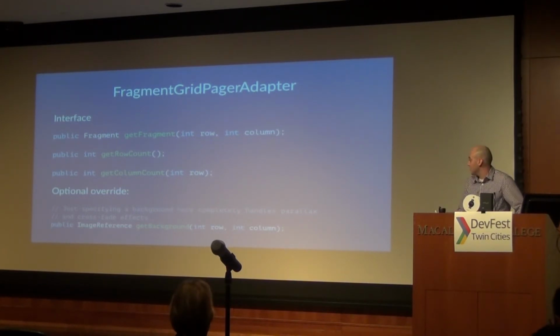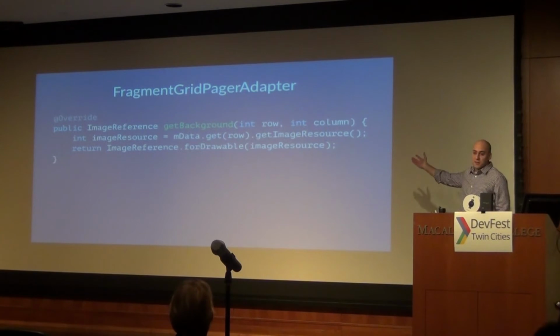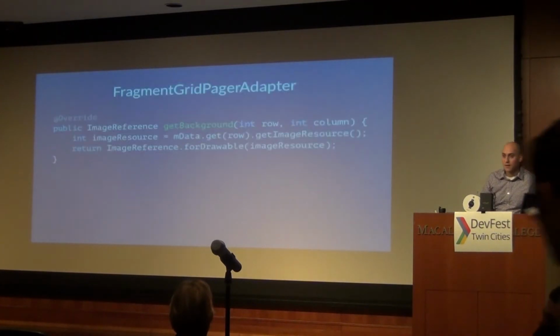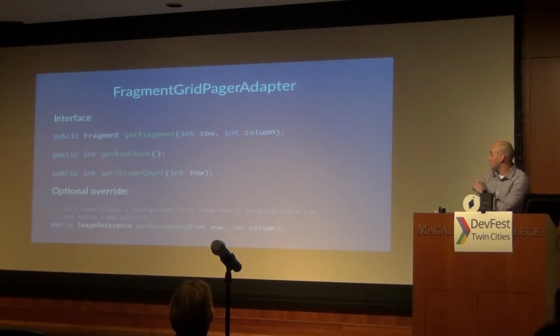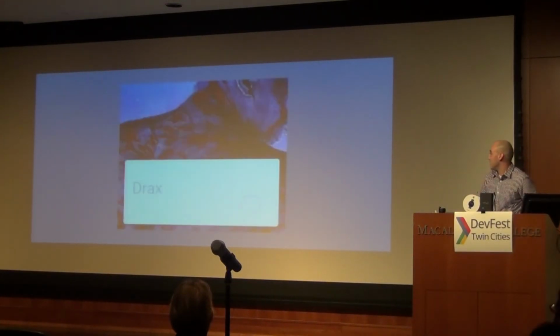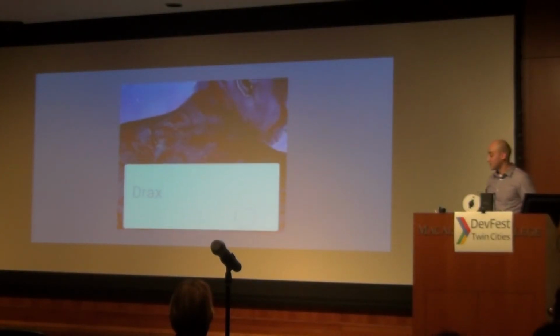Something you can optionally do is specify a background for your row or column. I recommend that. It's a really fun feature, and it's not very complicated. In my case, I just have an image resource associated with each row of my data, and you just create one of these image references really quickly like this. All that parallax stuff is integrated in that. It's all baked in. So all you have to do is implement this one method, and you get all of that crossfade and parallax for free. It's really nice.